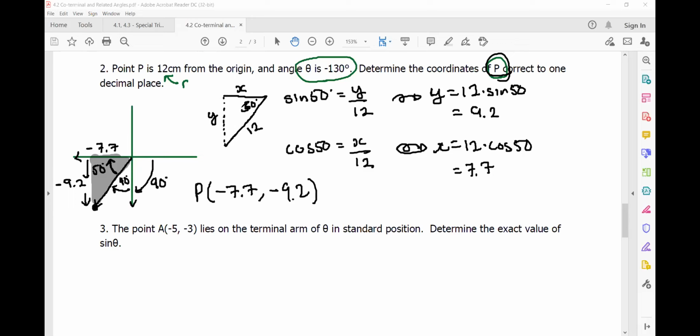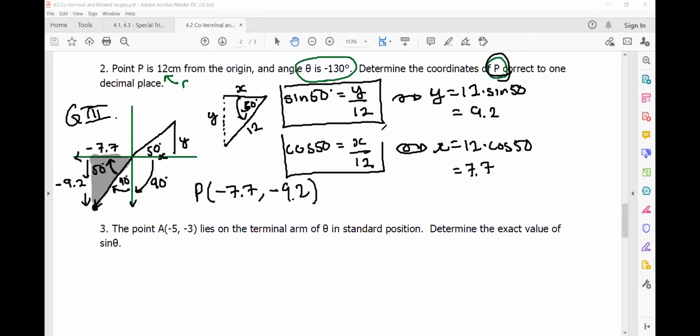The take home from this question is, notice that I'm still using 50. I'm using 50 as if I have a triangle of 50 here, right? And I'm calculating my y, I'm calculating my x. But remembering that it's in quadrant 3, the y and the x have to be changed accordingly. So again, sine of 50, cosine of 50 is going to be 9.2 and 7.7, but because it's in quadrant 3, the y value is going to be negative, the x value is going to be negative.